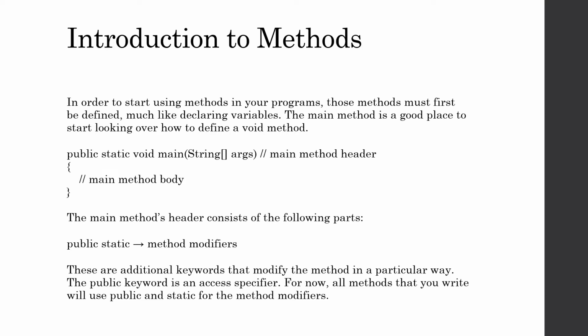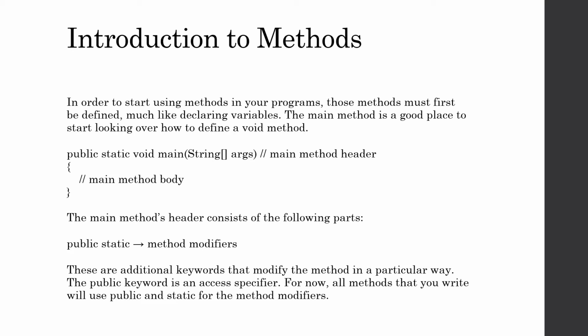So the first one, public static, these are going to be the method modifiers. So these are additional keywords that modify the method in some particular way. For example, the public keyword is going to be what is known as an access specifier. For now, all methods that you write will use public and static for their method modifiers. To briefly describe these, public, when we talk about access specifiers, simply means that if we were going to include other classes, as we'll see a little bit later on, those other classes would be able to use that method because it is public.